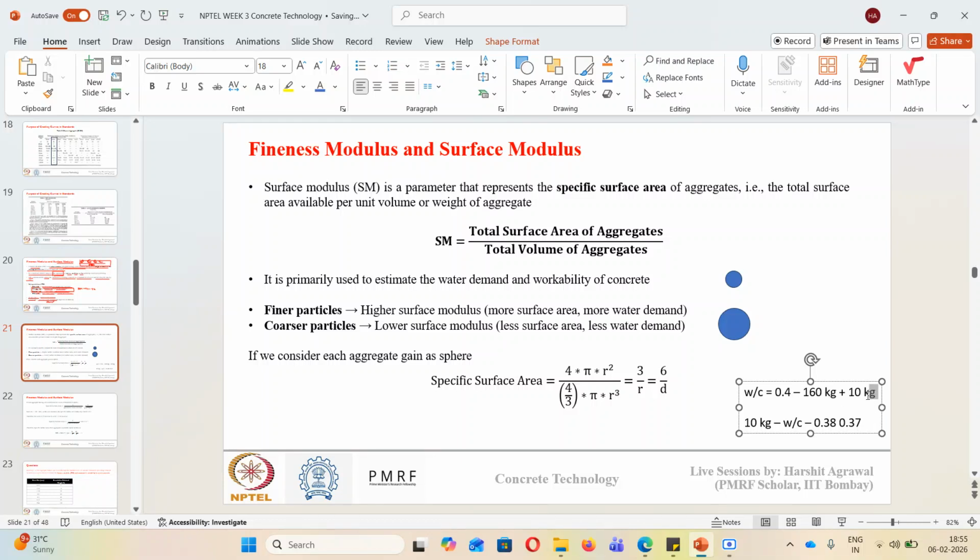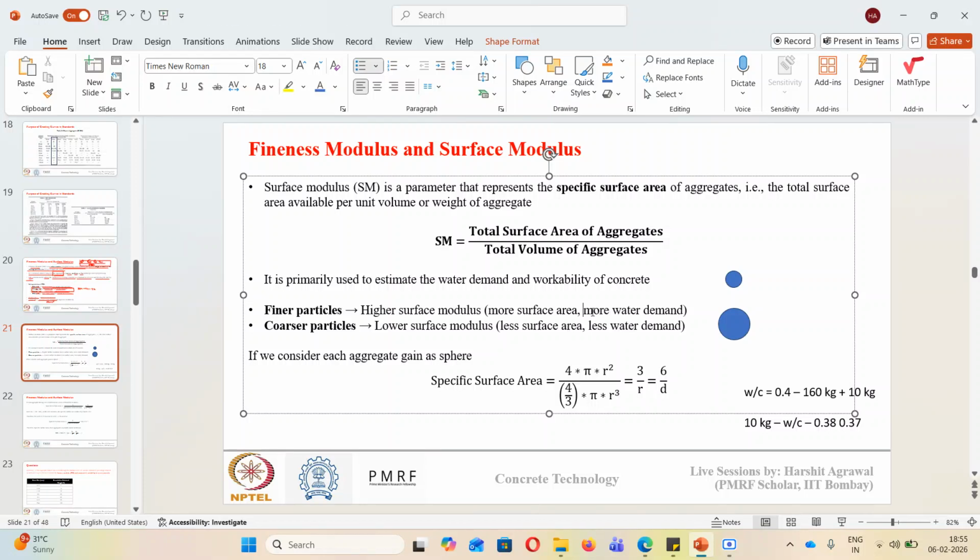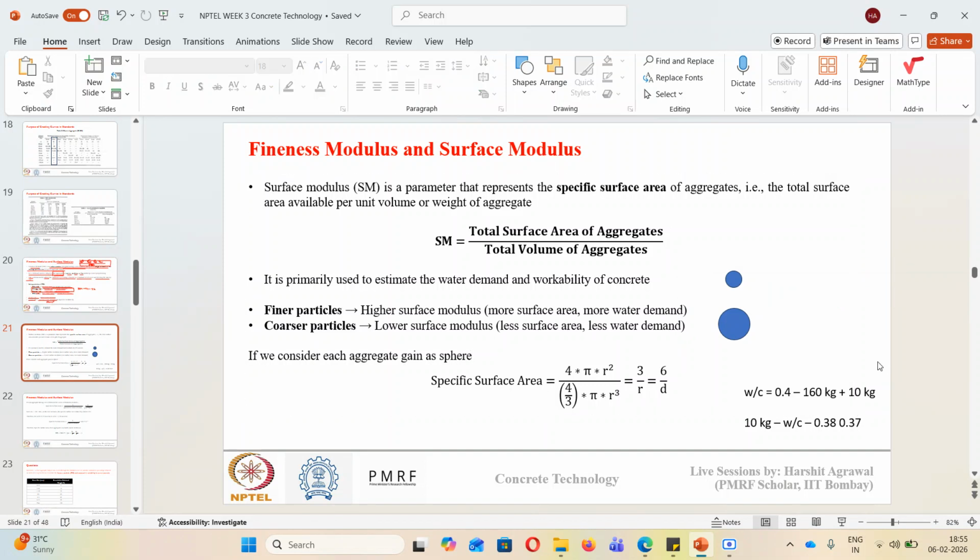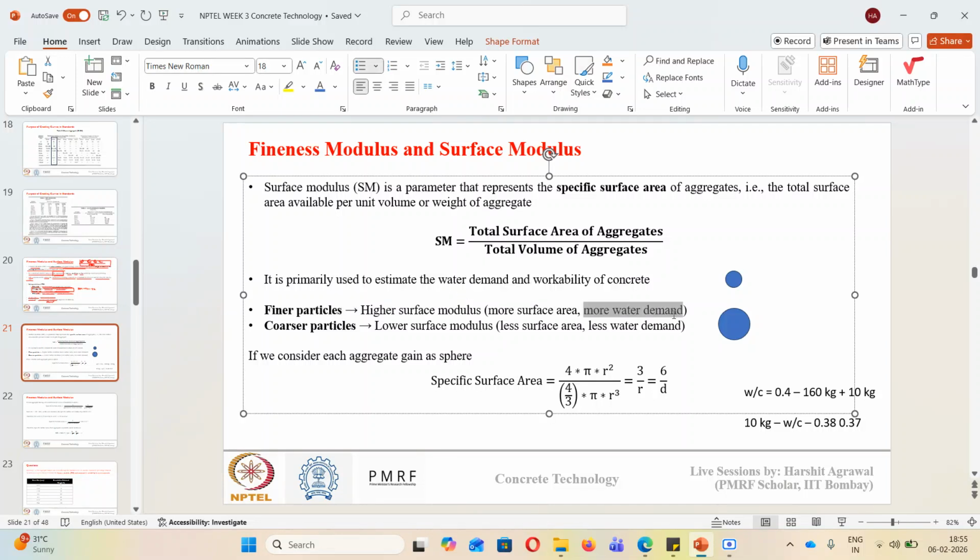And how do we know about this water demand? Based on the aggregate gradation. Fine aggregates have more water demand, while coarse aggregates have less water demand. Even in practice, if you take 1 kg of aggregate and keep it in an oven and check how much moisture it has lost, you will find fine aggregates lose more moisture, because they absorb more moisture from the environment, as they have larger surface area available for environmental interaction. So this is the importance of specific surface area.